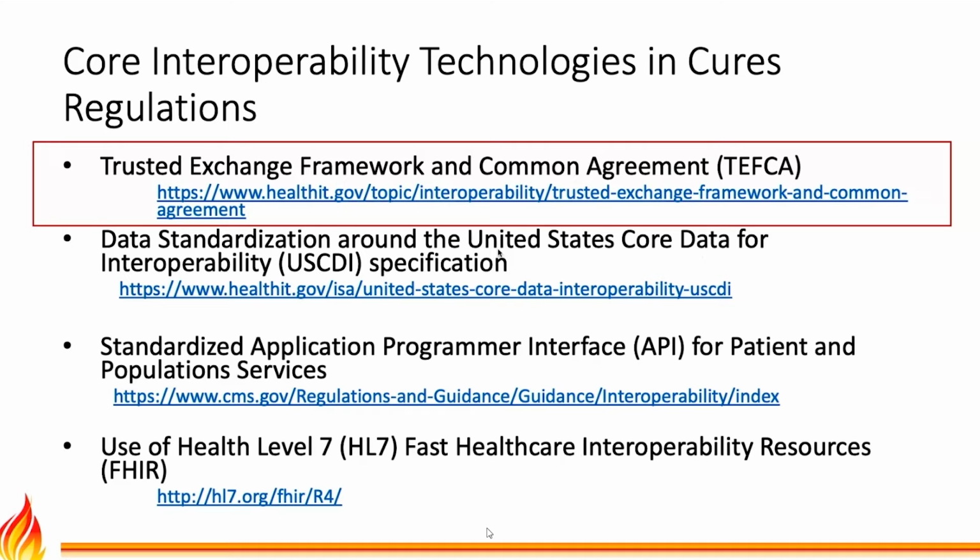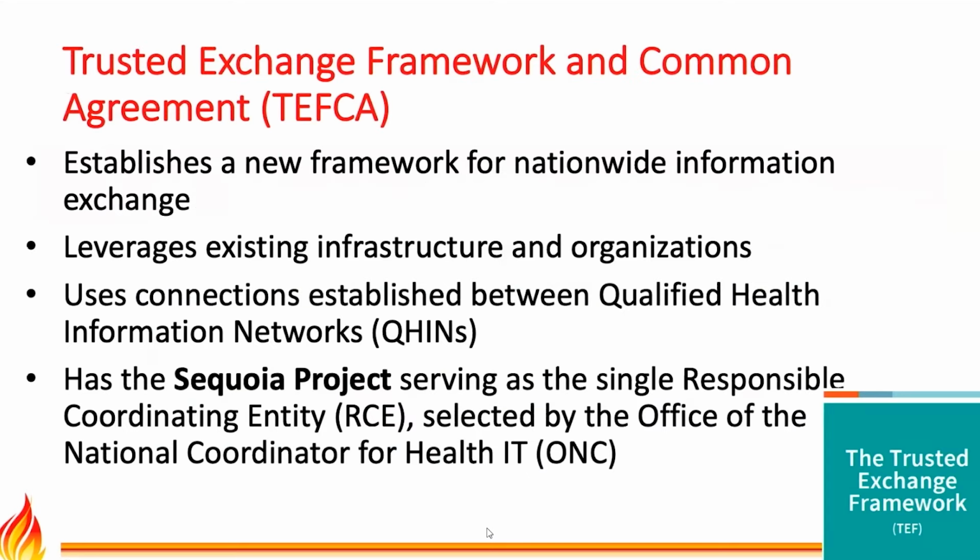And then USCDI is getting closer to what I think might have been a follow-on because of the ACA, and that was prior to some of this. The data standardization around the United States Core Data for Interoperability, which is the USCDI specification. The standardized application programming interfaces for patient and population services. And then also calls for the use of HL7 FHIR for interoperability. So we'll look at each one of these just a little bit.